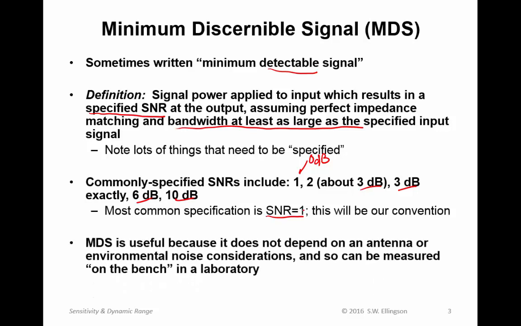The concept of MDS is useful because it does not depend on an antenna or environmental noise consideration, so it can be measured on the bench in the laboratory. If we're interested in sensitivity in a system, we have to account for the external noise, and all the things that the antenna can pick up. But if we're designing receivers, we would like a specification for sensitivity that is something we can measure on the bench. And MDS is something that fits the bill there.